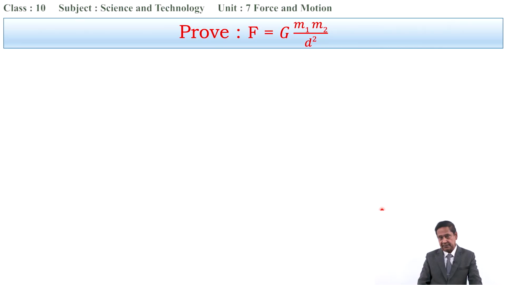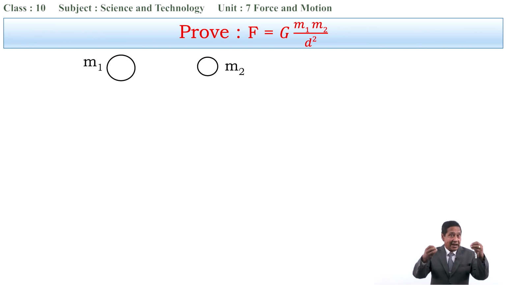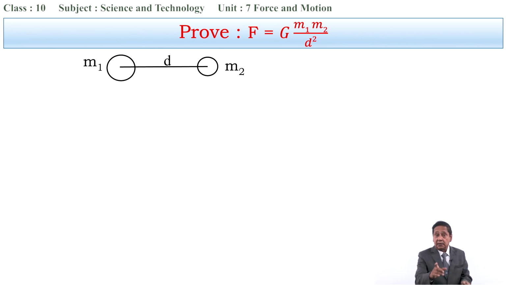This equation is derived from Newton's law of gravitation: F equal to capital G m1 m2 by d square. How can we prove this? This equation is obtained from Newton's law of gravitation. Now, let's say this is a body having mass m1, and another body having mass m2. They attract each other because gravitational force acts between them, and the distance between them is, let's say, d. Distance should be taken from center to center.